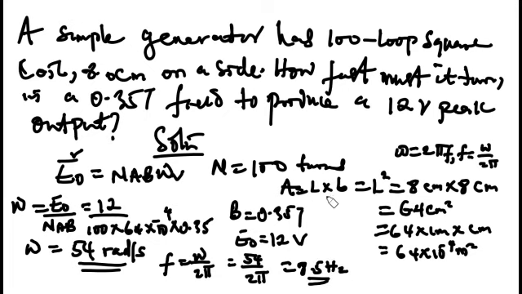The question says, how fast must it turn in a 0.35 Tesla field? So the frequency, which is the number of cycles per second, is given as 8.5 hertz. Hertz is another unit of frequency.